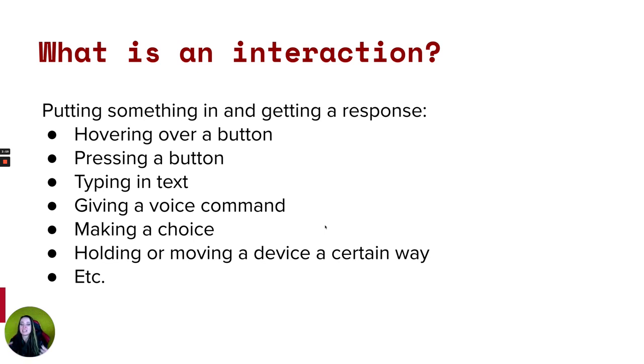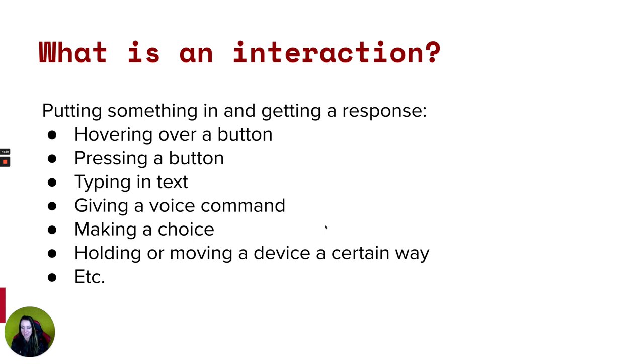So interaction, at its basic definition, is putting some kind of input into something and getting a response, whether you're putting it toward a person or a website or an app. It's the idea that you can put something out there and it will respond to you. So that's what an interaction is. Hovering over a button is an interaction. Pressing the button is an interaction. With the hovering, you're putting your mouse over it and it's responding to you. With pressing, you're clicking on it with the mouse and it's responding to you.